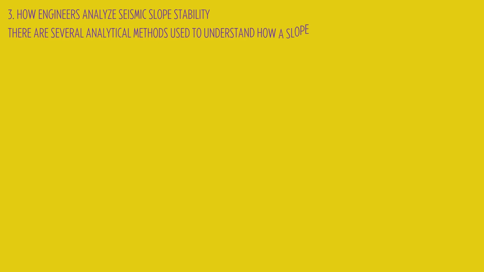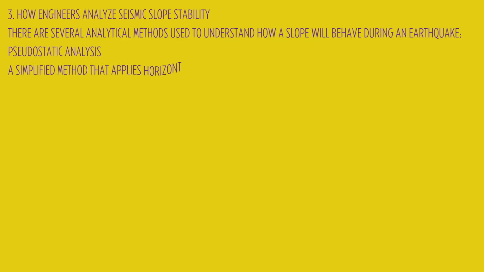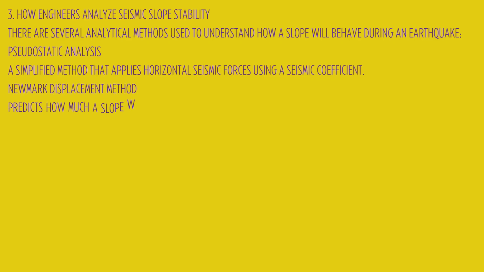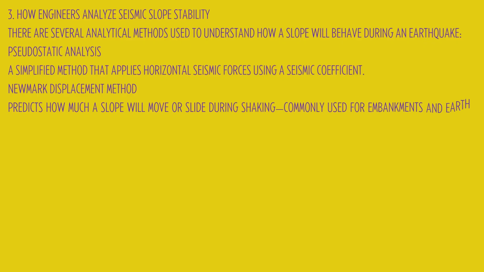3. How engineers analyze seismic slope stability. There are several analytical methods used to understand how a slope will behave during an earthquake. Pseudo-static analysis. A simplified method that applies horizontal seismic forces using a seismic coefficient. Newmark displacement method. Predicts how much a slope will move or slide during shaking, commonly used for embankments and earth dams.